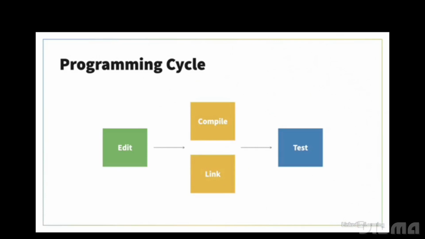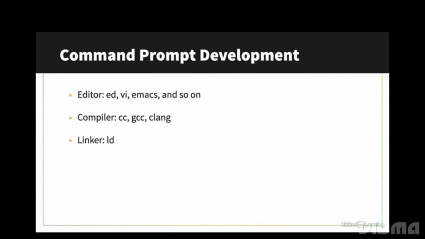These steps comprise the programming cycle, or the process you go through to code a program in C or any programming language. Edit, compile, and link, which are really two steps, though they're often combined and called build, and then test run. All of these tools, the editor, compiler, and linker, originated at the command prompt or the terminal. You can still find them there too.